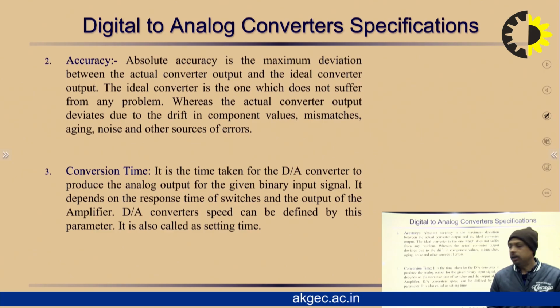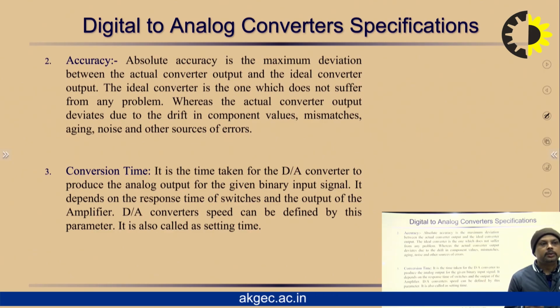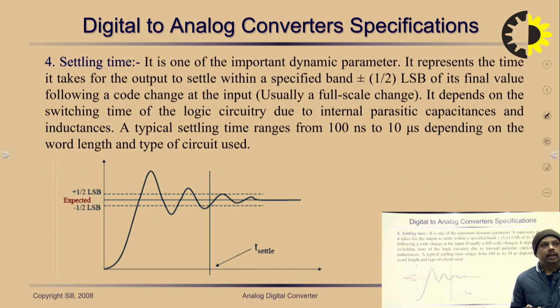Next is the conversion time. That is the amount of time that a converter takes after the digital input to produce an analog output, and that is known as the conversion time. And the speed of the converter is decided by this conversion time parameter only. Next, the settling time. After the input is provided, the amount of time taken by the converter to settle within a particular error limit is known as the settling time.